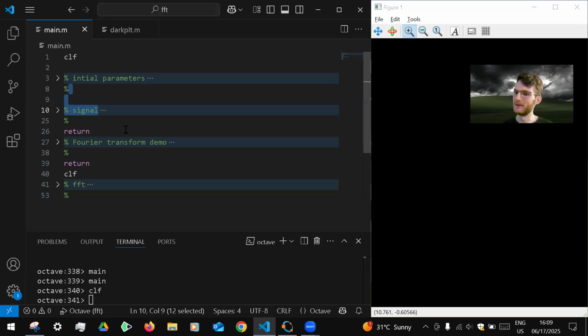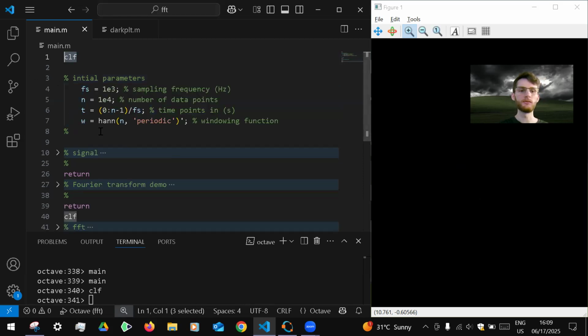Hopefully, a lot of this will make a little bit more sense once you get to know the Fourier transform. But without further ado, let's get into coding. So the first line of my code is to clear this figure on the right, and then I'm going to define a few parameters. I'm going to build a signal to begin this demonstration.